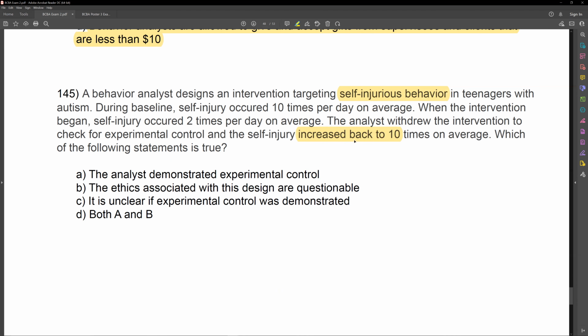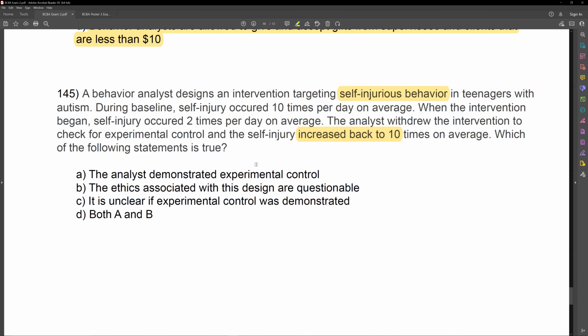Looks like experimental control to me, right? Looks like a pretty straightforward withdrawal design. Now, is that okay? Should this analyst have withdrawn a treatment targeting self-injury? Maybe not, right? It was effective. Now we're back to the client engaging in self-injury. So which of the following statements is true?